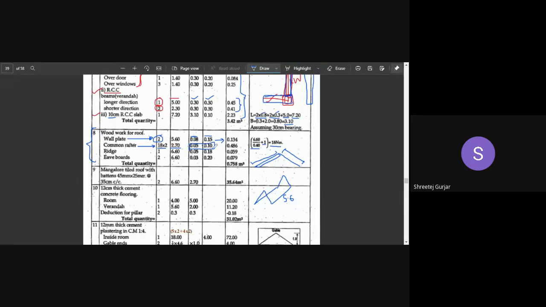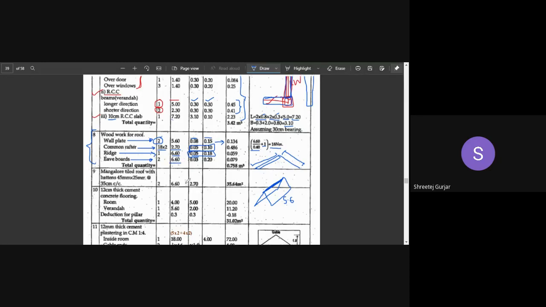So similarly, you can calculate for the ridge. Only one ridge is provided over here, right? Ridge is only 1 in number, and the length is 6.6, and this is your ridge dimension. Okay, ridge dimension, and these are your eave boards. Eave boards are 2 in number, and they are running like a ridge.